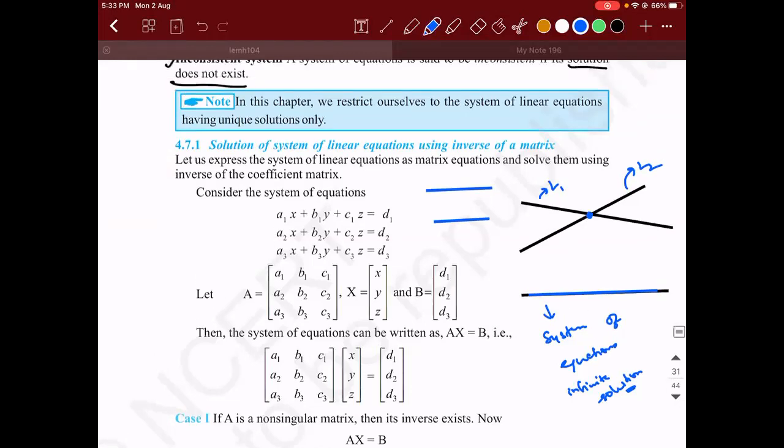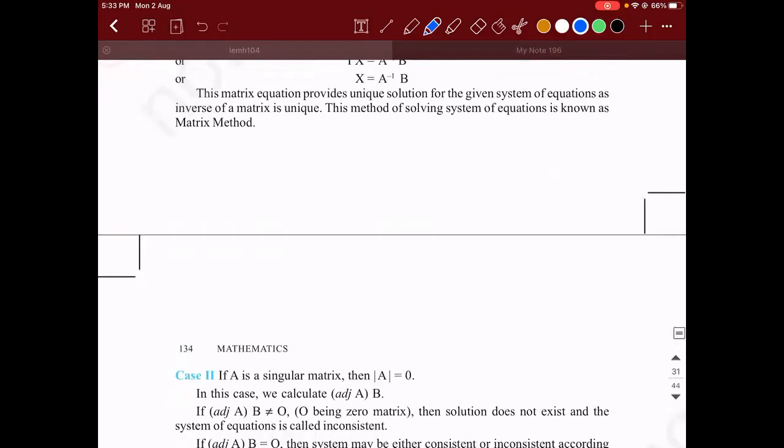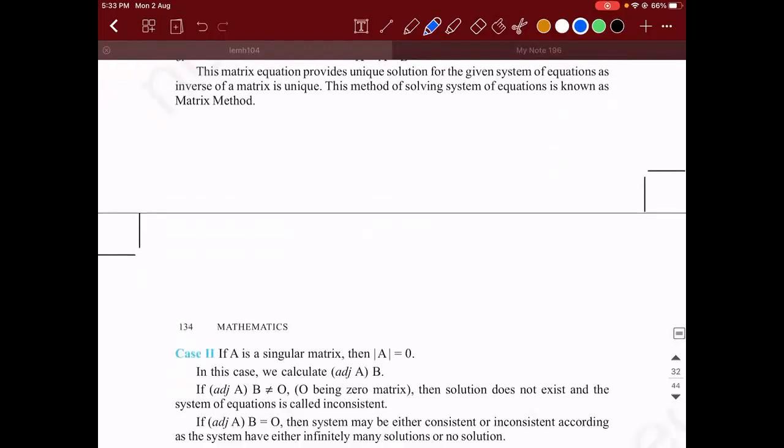Now, in this chapter, we restrict ourselves to systems of linear equations having unique solutions. We will not be concerned about infinite or no solutions. Okay. So, solution of a system of linear equations using the inverse of a matrix. What they are trying to say is, it's very simple again. It's not a very big deal. Like we have already discussed, x plus y is equal to 1, x minus y is equal to 10. Something like this is there, for example.